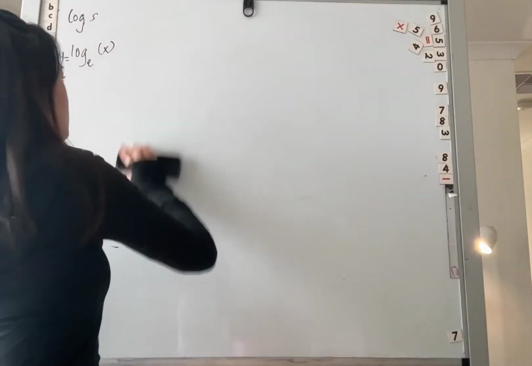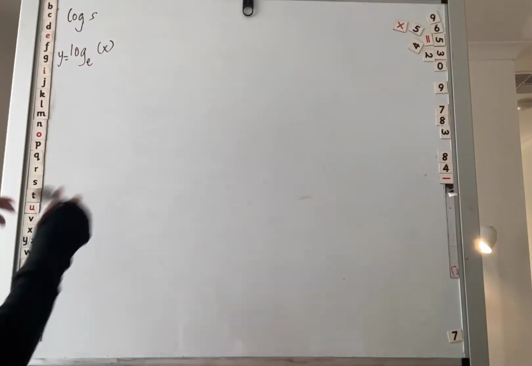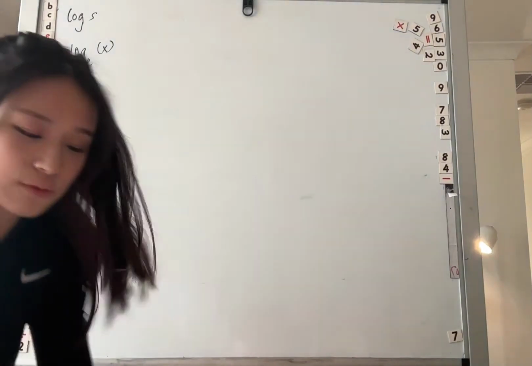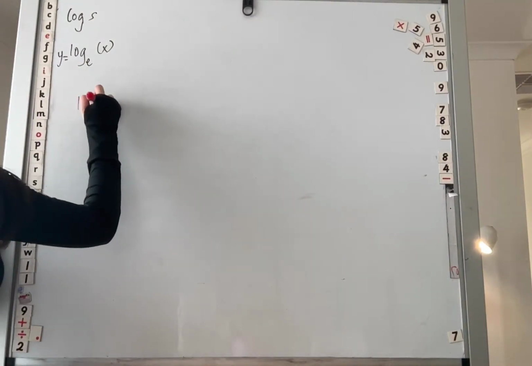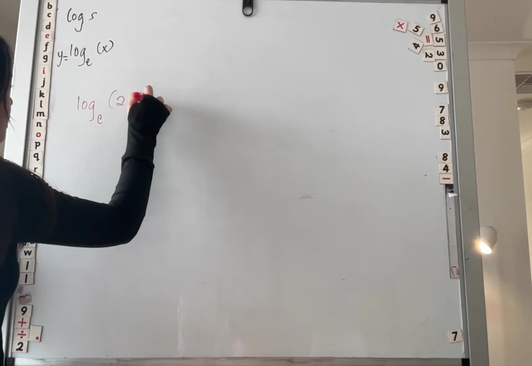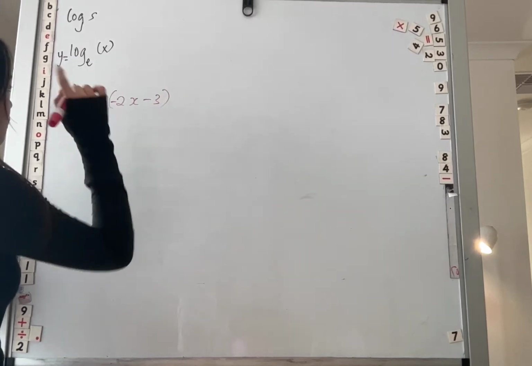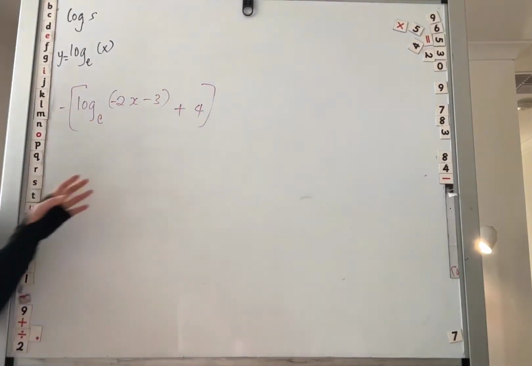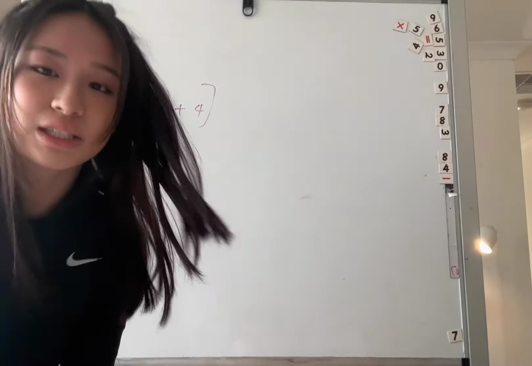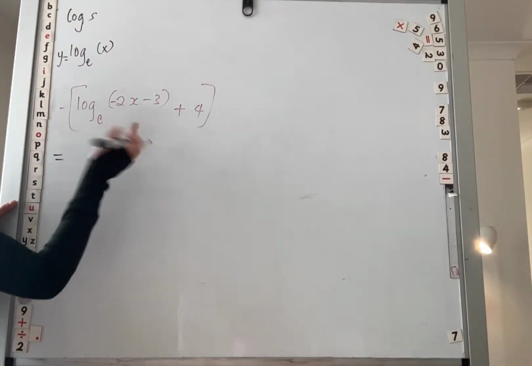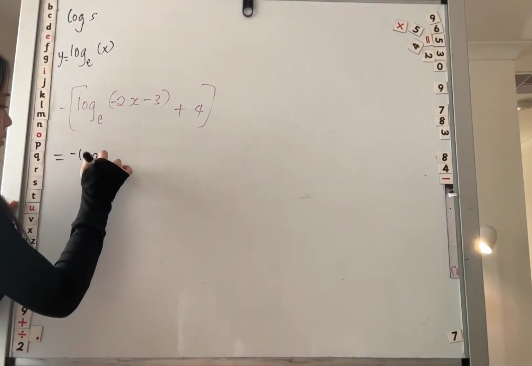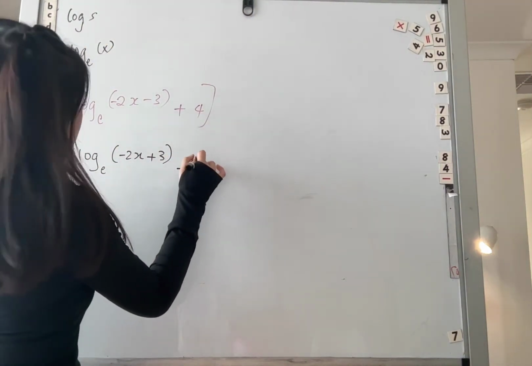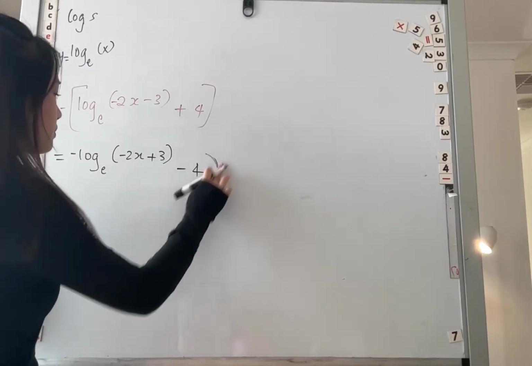Let me just sketch a graph. So the first step with these sort of functions is just to work out the asymptotes. So if my graph is log e of negative 2x plus 3, minus 4, okay, so it's a big function, but we're going to break it down step by step. So obviously, first step, get rid of the bracket. Negative 2x plus 3 minus 4. Okay? So I've expanded it.